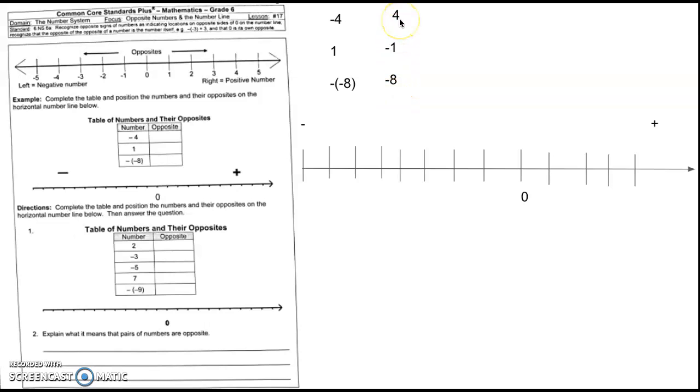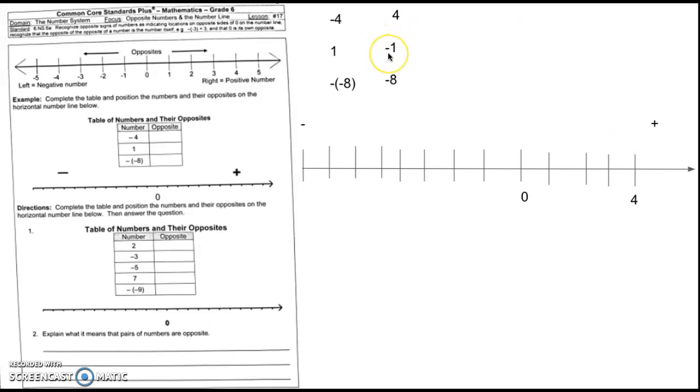So our first number is 4. Where should we put 4 on here? Well, we can't just put it wherever we want. We need to put it 4 spaces to the right of 0. So 1, 2, 3, 4.